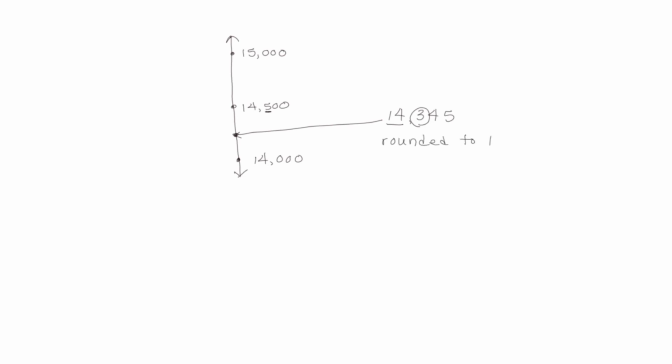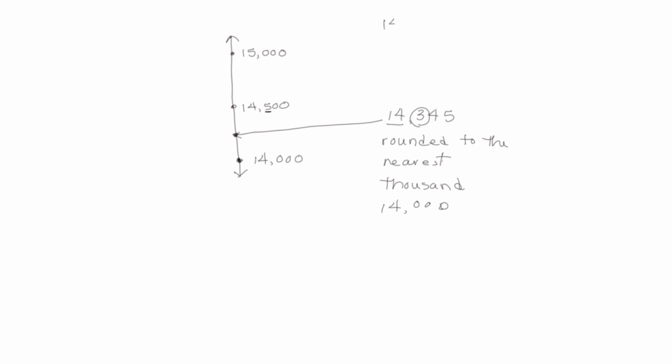So if this is rounded to the nearest thousand, we see it's closer to 14,000 than to 15,000. So 14,345 rounded to the nearest thousand would be 14,000.